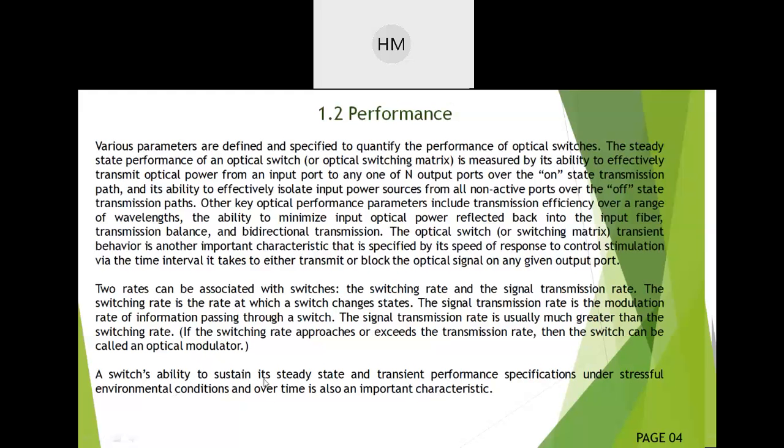A switch's ability to sustain its steady state and transient performance specifications under stressful environmental conditions and over time is also an important characteristic. So all these are performance parameter of switch.